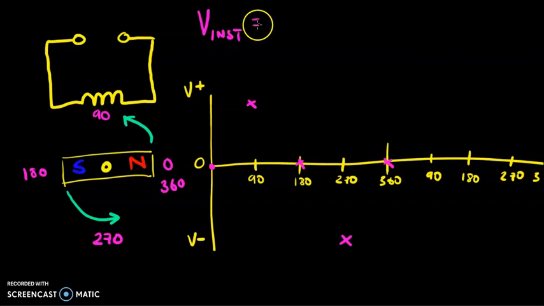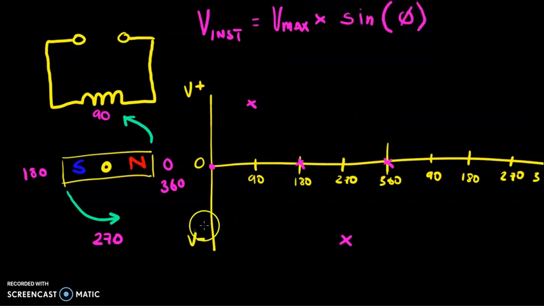The voltage at any one point is equal to V max, the peak voltage that you can get to, which is described by Fleming's E equals BLV, multiplied by the sine of theta. Now theta is the angle of rotation. So you could take a point at 90 degrees, and we'd have our maximum voltage multiplied by the sine of 90, which is 1, so that gives us the full maximum voltage.